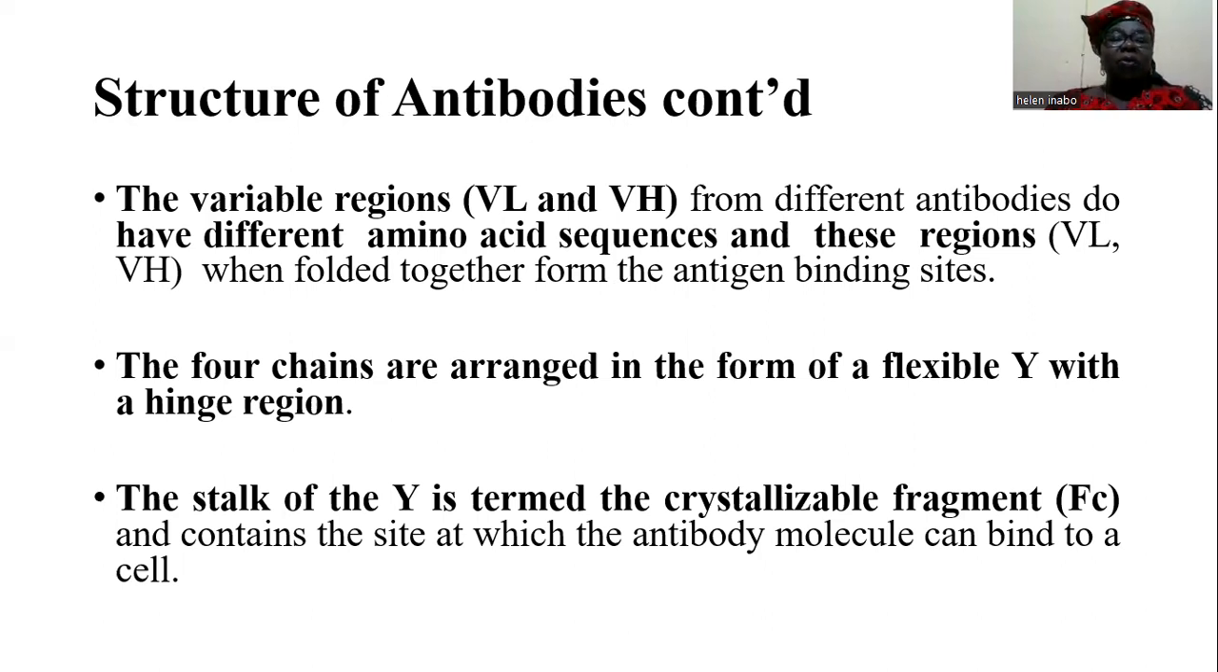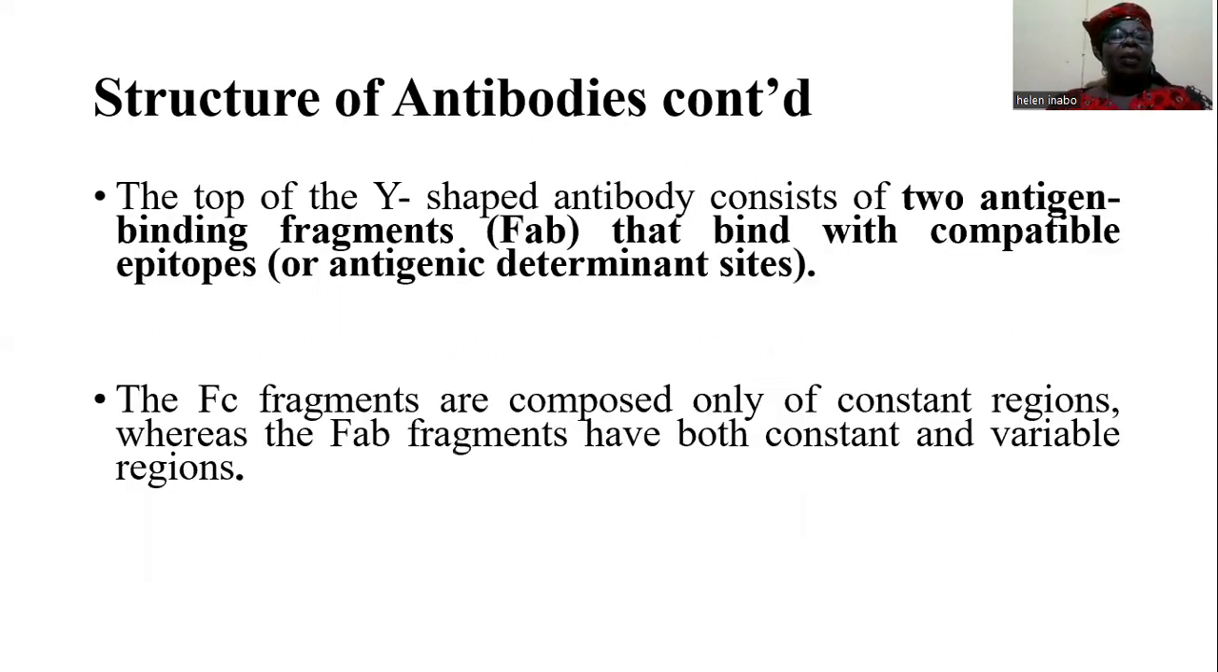The stalk of the Y is termed the crystallizable fragment, or the FC portion, and it contains the site at which the antibody molecule can bind to a cell. The top of the Y-shaped antibody consists of 2 antigen binding fragments, FAB, that bind with compatible epitopes or antigenic determinant sites.